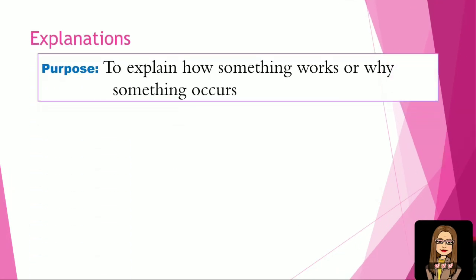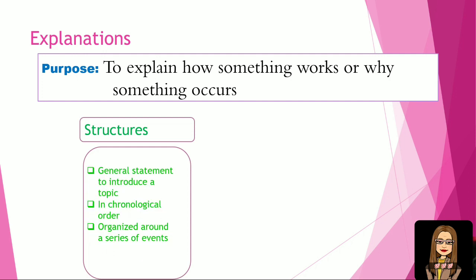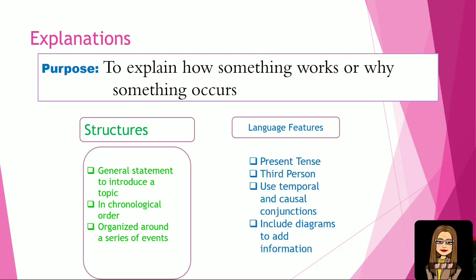Explanations. The main purpose is to explain how something works or why something occurs. Its structures are: it is a general statement to introduce a topic. It is in chronological order. It is organized around a series of events. The language features of explanation text are: it is expressed in present tense and it is in the third person. It uses temporal and causal conjunctions, and it includes diagrams to add information.